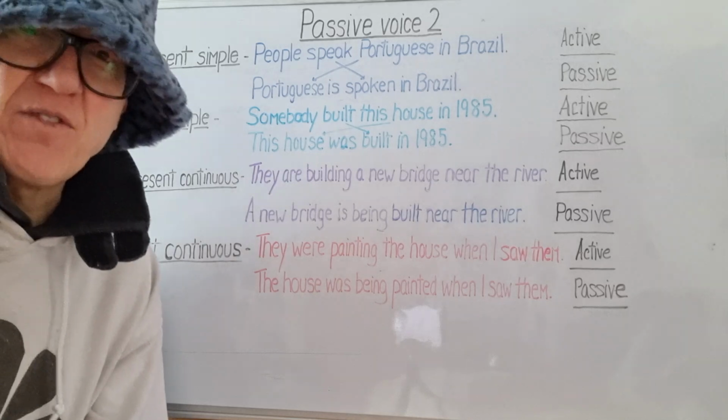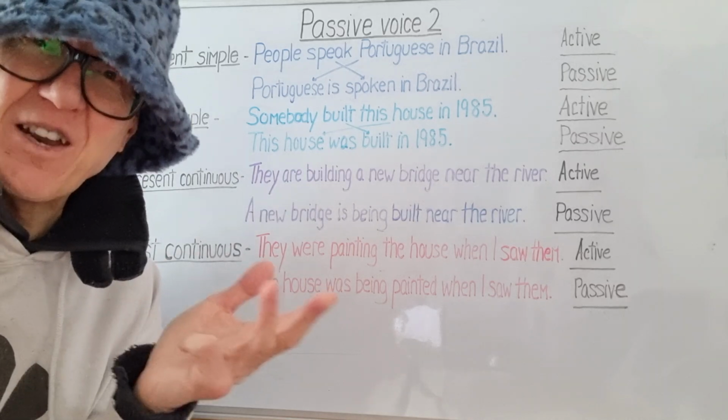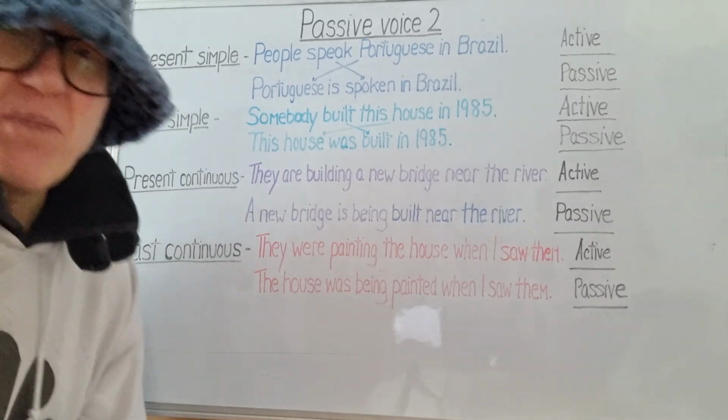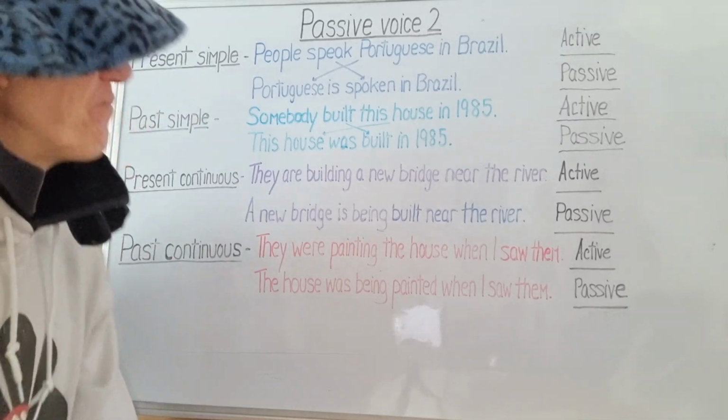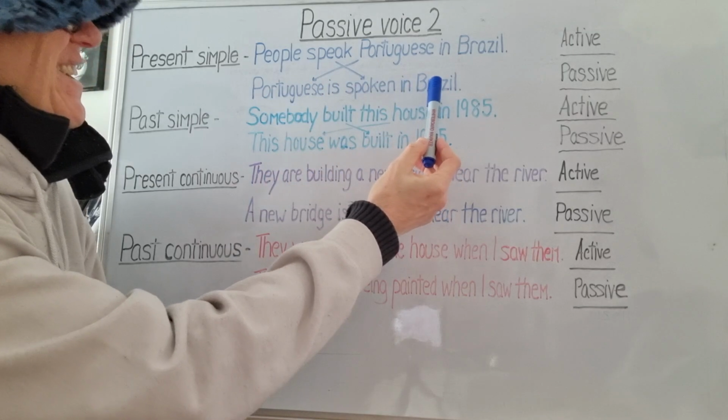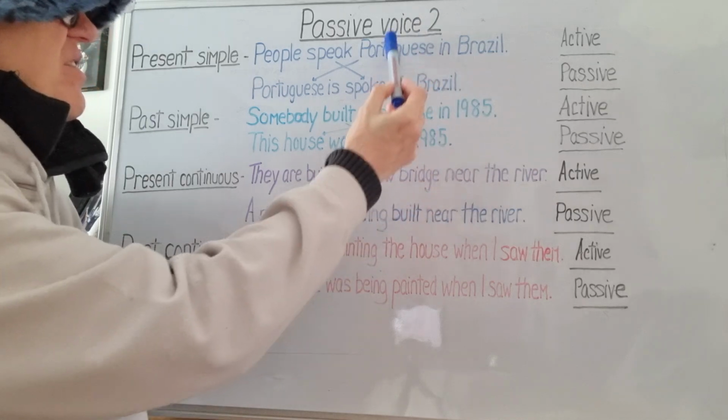In passive voice, you have no choice. Well, that rhymes. You must always use the past participle of the verb. In passive voice, you have no choice. Portuguese is spoken in Brazil. That's the passive version of this sentence.